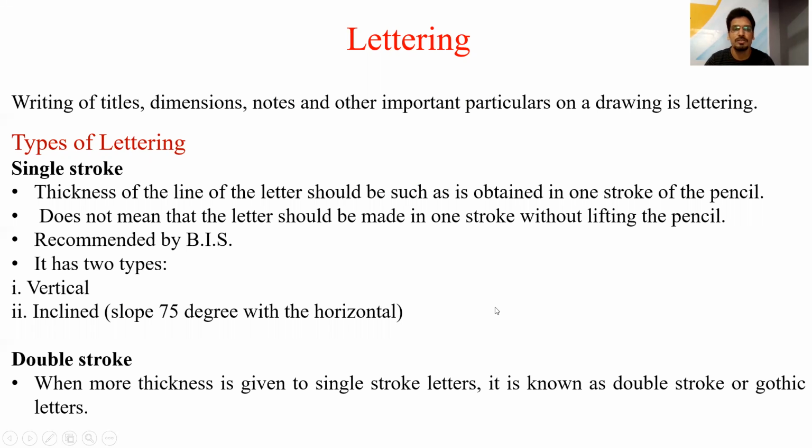Next is double stroke. Double stroke is similar to that of single stroke, but there is a difference that we have to provide some thickness to the single stroke letter. When some thickness is provided to the single stroke letter, then it is known as double stroke or Gothic letters. So this is your double stroke.